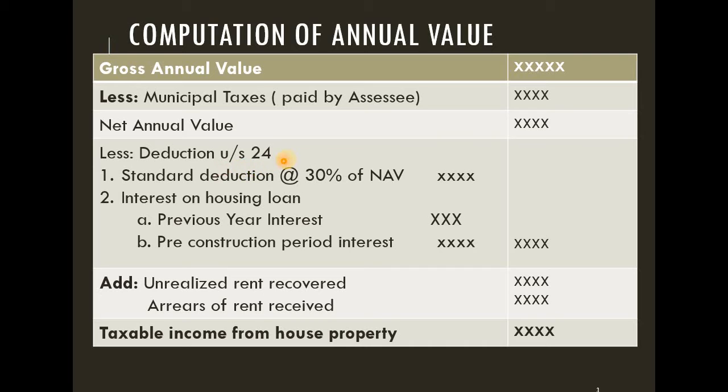So there are certain deductions for income from house property. The first deduction is standard deduction. So it is like salary. In salary we have a standard deduction up to 50,000. In the same way, here also there is a deduction, at the rate of 30% of NAV.